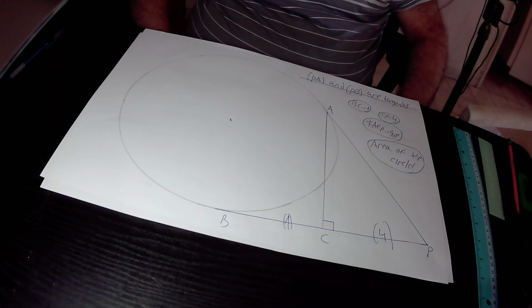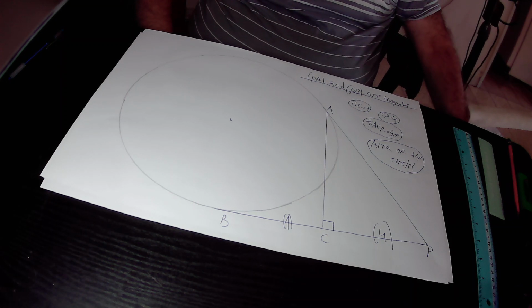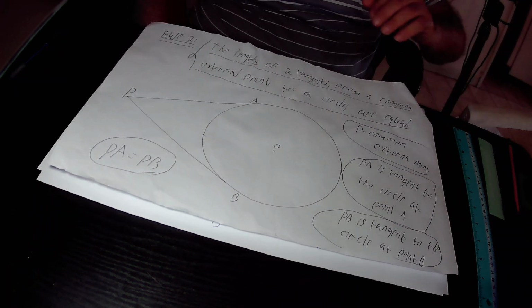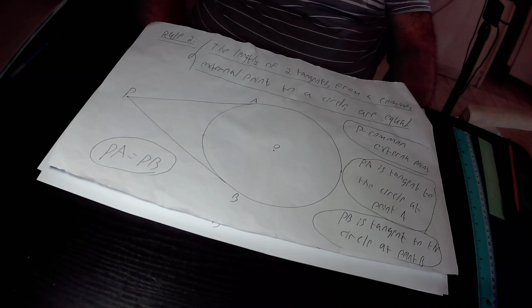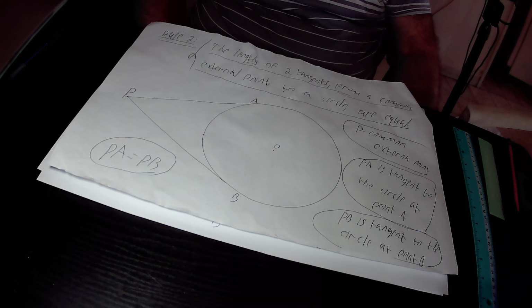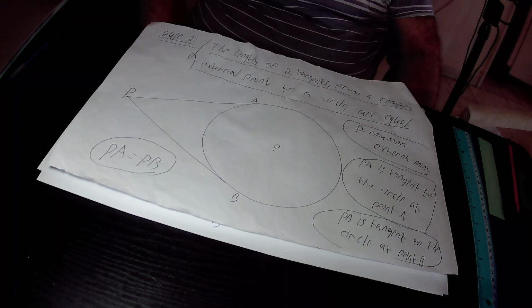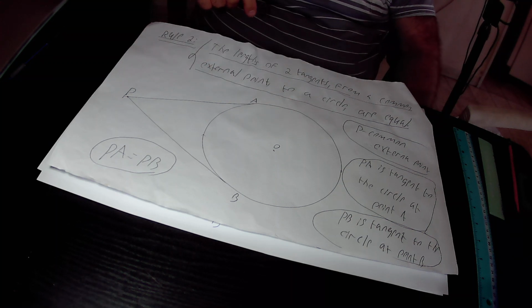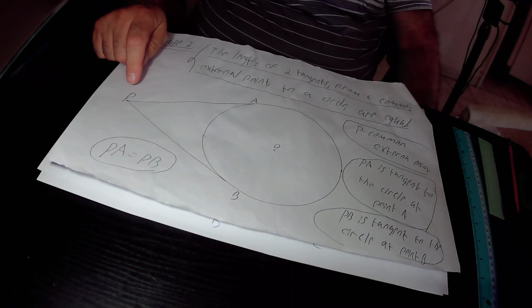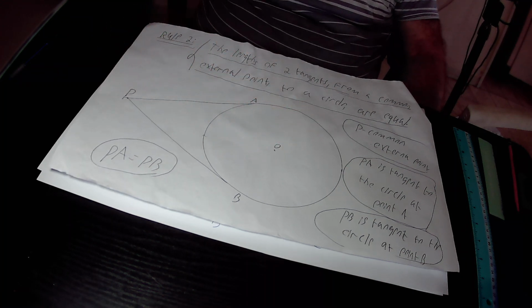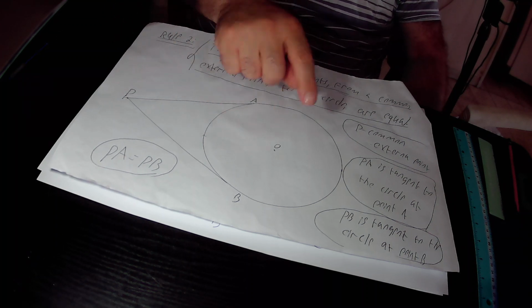So here we can implement rule 2. Let me repeat quickly rule 2. According to rule 2, the lengths of two tangents from a common outside point to a circle are equal. So in the drawing we have a circle, and this is the common outside point P. From this point P we have two tangents to the circle, tangent PA and tangent PB, and according to this rule 2, they are equal to each other. That is to say, PA equals PB.